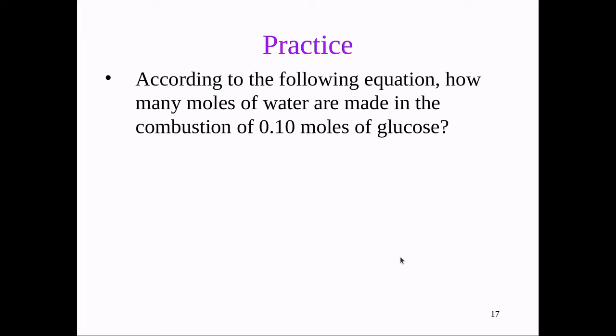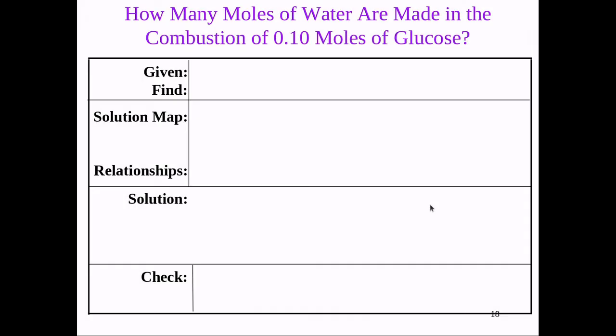Let's try another practice one. According to the following equation, how many moles of water are made in the combustion of 0.1 moles of glucose? We're given this reaction here. We have our glucose, we're adding oxygen to it because it's a combustion reaction, and we're going to generate 6 moles of CO2 and 6 moles of water. We are given our 0.10 moles of glucose, and we're asked to find the moles of water.